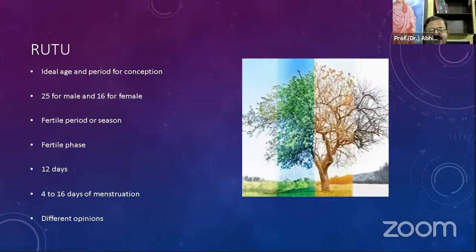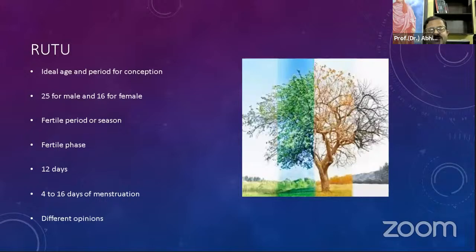If we see the description of Rutukal in our Ayurveda literature, there are very different opinions of the different acharyas. Some acharyas say Rutukal is of 12 days, and some say Rutukal is of 16 days. So 12 days is also okay, and 16 days is also okay, because some acharyas are excluding the leading days, that is, the first 3 to 5 days are leading days.